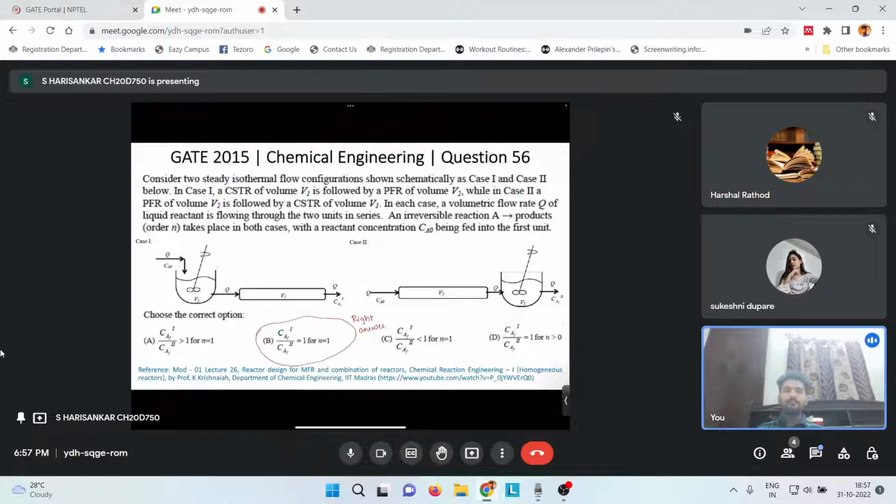So basically what this means is, for a reaction having order 1, whether we put the CSTR first or the PFR first, the combination of these reactors will always give you the same outlet concentration as well. So for case 1 as well as case 2, the final concentration CAF will basically be the same. So the right answer here is option B, CAF case 1 by CAF case 2 is equal to 1 for order n is equal to 1.